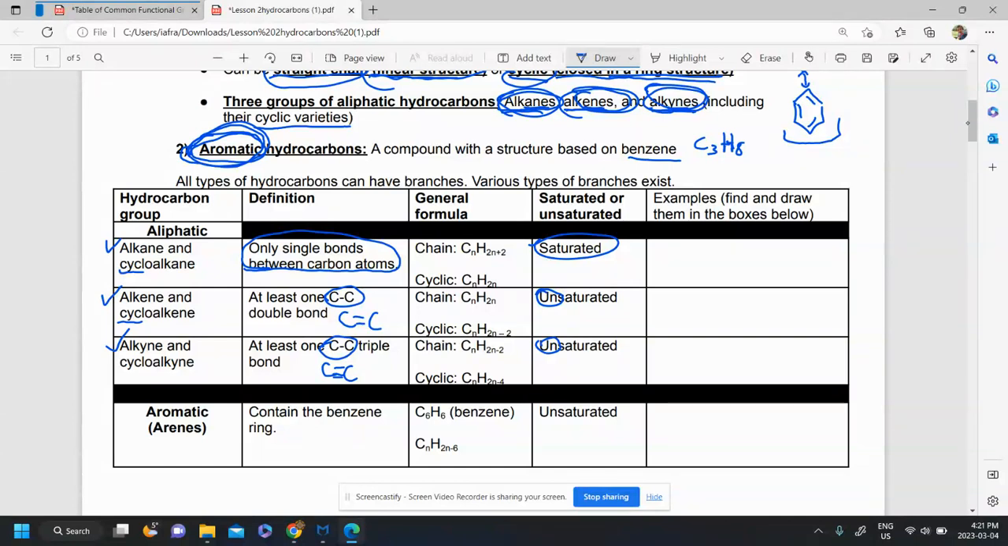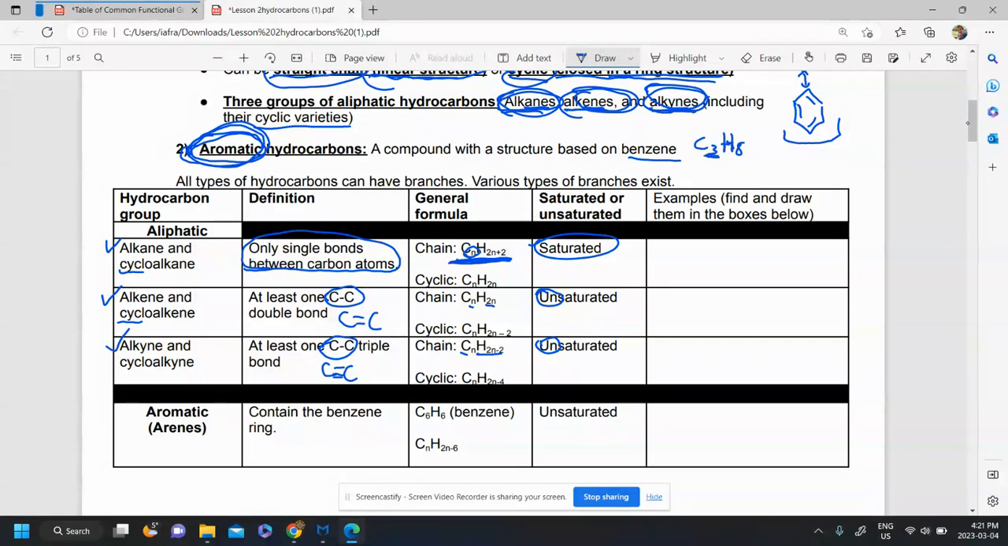So the general formula for an alkane is CnH2n+2, where n is the number of carbons. In this case here, I have 3 carbons. You can have an alkene, which is CnH2n instead, because you'd have fewer H's since you have a double bond, or the alkyne, which is CnH2n-2. So that's even fewer H's because you have a triple bond now.